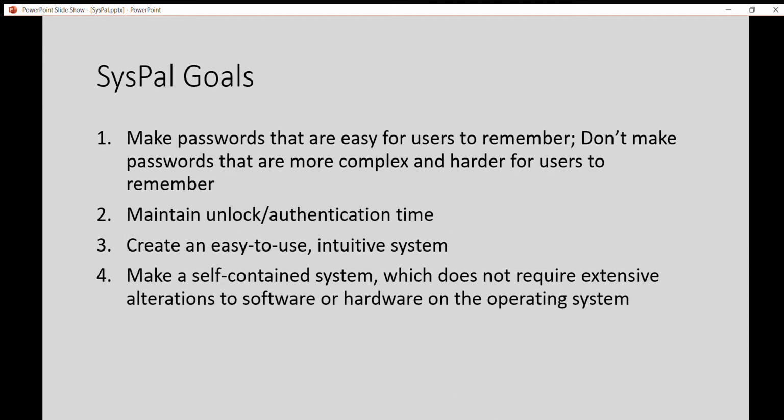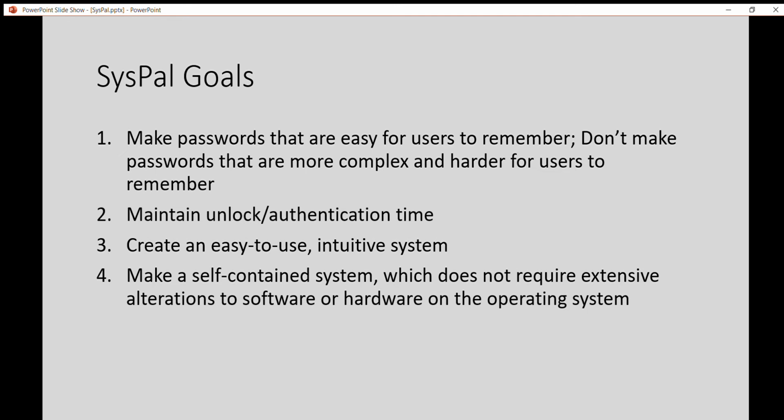SysPal has a few goals. First, they want to make passwords that are easy for users to remember. They don't want to result in passwords that are more complex and hard for users to remember, because if users are unable to remember passcodes, that increases the difficulty and memory load on users, and essentially will make the password model less usable. SysPal also wants to maintain the unlock and authentication time.